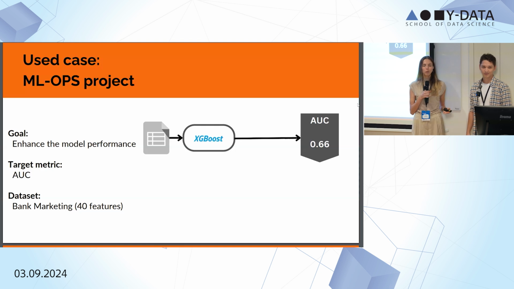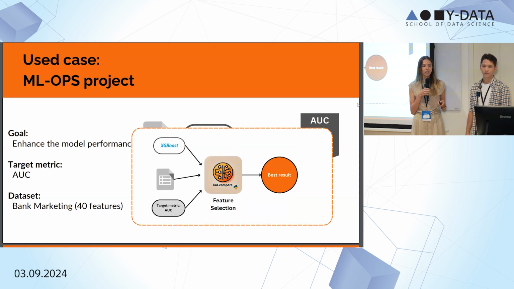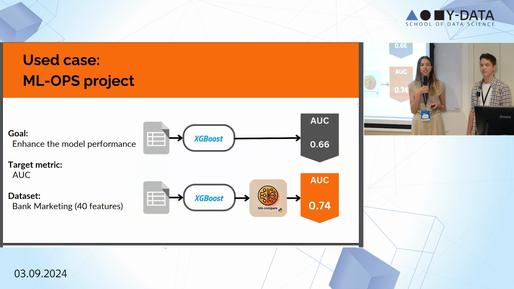In this project, we were given a dataset and a model, and the goal of the project was to create an MLOps pipeline and enhance the model performance within this pipeline without changing the model or its hyperparameters. So we decided to use our package. Basically, we integrated the feature selection class in our pipeline, provided the model and dataset, and specified our target metric. And eventually, it increased the model performance by the given metric by 12%.